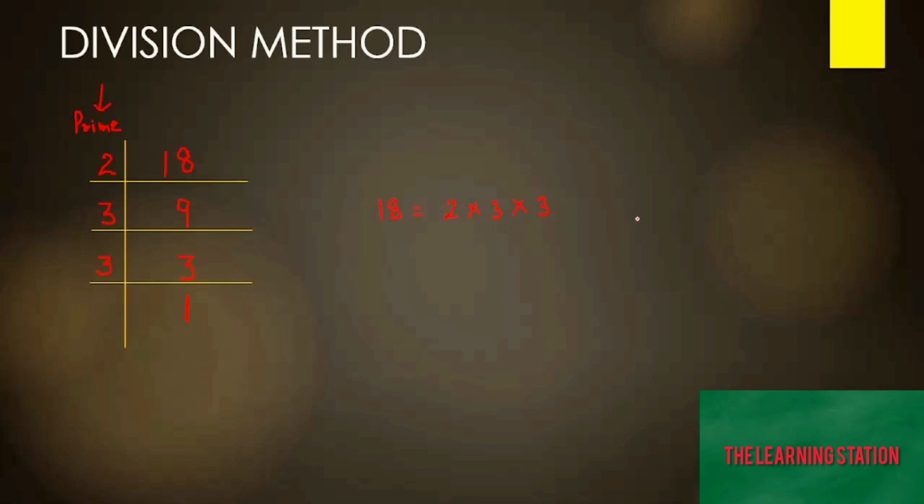How do we check whether our answer is right or not? Simply multiply: 3 threes are 9, into 2 is 18. If you get this number 18, that means your answer is correct.